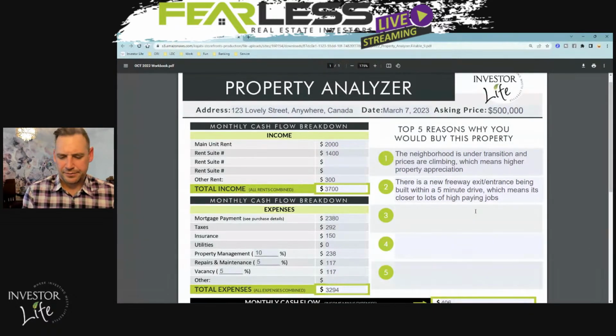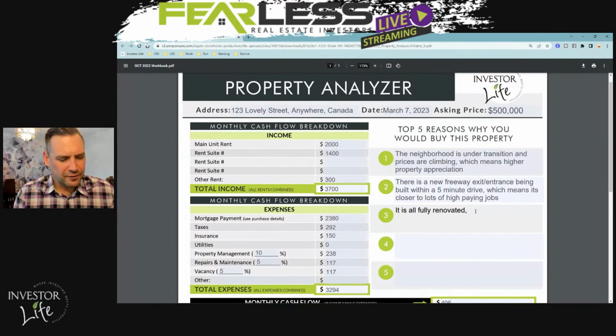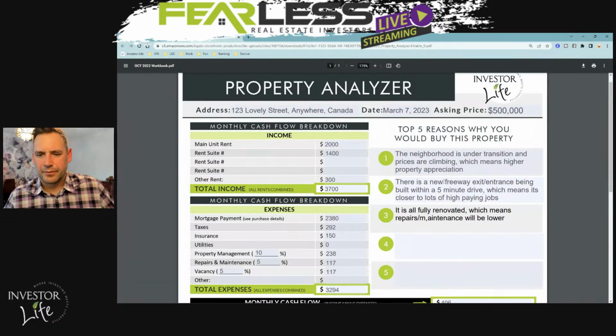What's another reason? It is all fully renovated. Maybe it's not renovated at all and it gives us a chance to renovate it. But for this example, it is all fully renovated, which means repairs and maintenance will be lower. Okay, what's another reason?